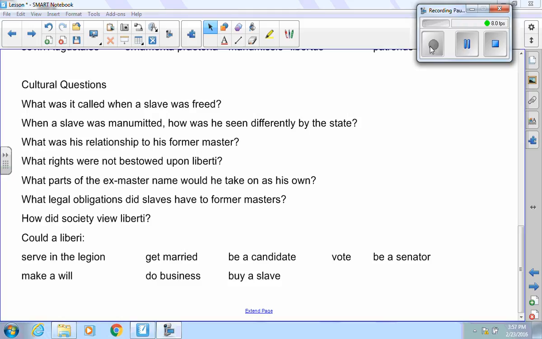There's a section on the test that's going to ask you whether or not a libertus could serve in a legion, and he could not. That would be false. Could he get married? Yes, that would be true. Could he be a candidate? No, he could not. That would be false. Could he vote? Yes, that would be true. Could he be a senator? No, not without special exception. He could be a senator if the emperor made a special exception, but only the emperor could make him a senator. That's it.